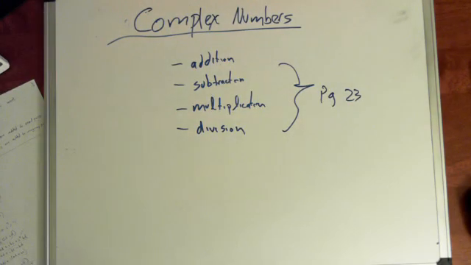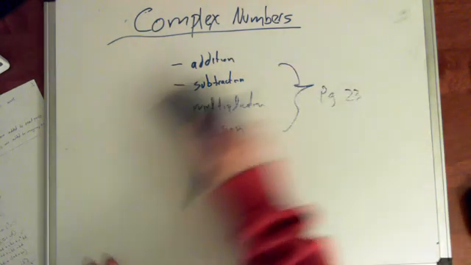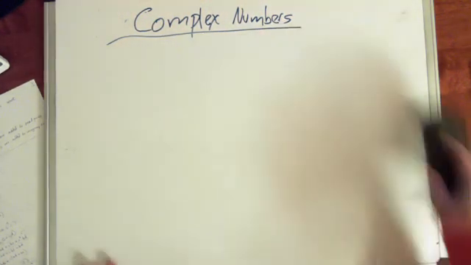In this video, I'm going to go over complex numbers. I'll talk about the addition, subtraction, multiplication, and division of them. All of these are referenced on page 23 of the handbook. So starting off, what are complex numbers?